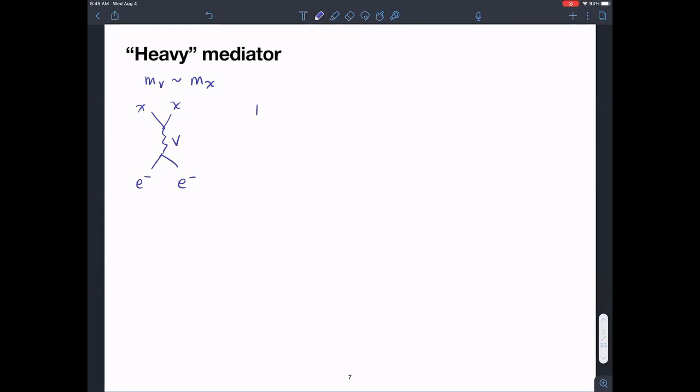Just as an example benchmark, you could have kinetic mixing, I'll use consistent notation, of about 10^-4 for a dark photon mass of, say, 30 MeV. And we could take the dark matter mass to be about 10 MeV. You can check that this can give you the right thermal relic abundance, if you choose g_chi correctly. I didn't write that down, but you can choose g_chi correctly.